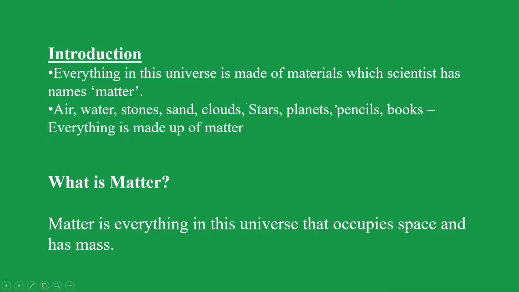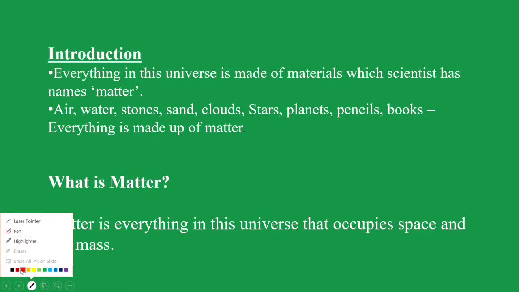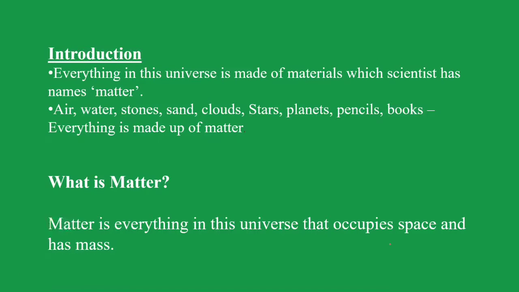Now, if everything is matter, how can we define matter? What is matter? We can define matter as everything in this universe that occupies space and has mass. So basically, the concept is that those things which occupy space and have mass are considered matter. Clear?